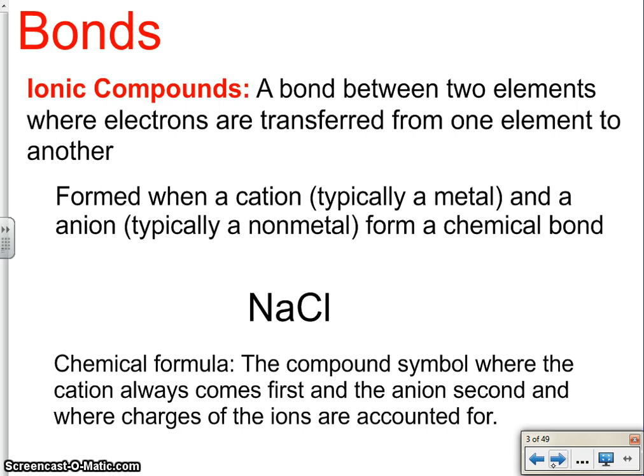Okay, just looking at ionic compounds first, again, typically between a metal and a nonmetal, or a cation and an anion. This is where electrons are transferred. Just to give you an example, NaCl would be an ionic compound because sodium is a metal, chlorine is a nonmetal. This right here, by the way, is a chemical formula. So if we ask you for a chemical formula, it's the symbol of the compound that we're looking for.